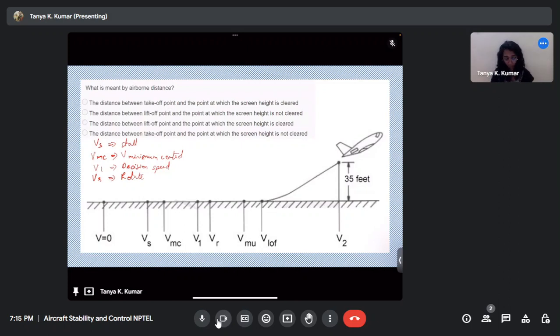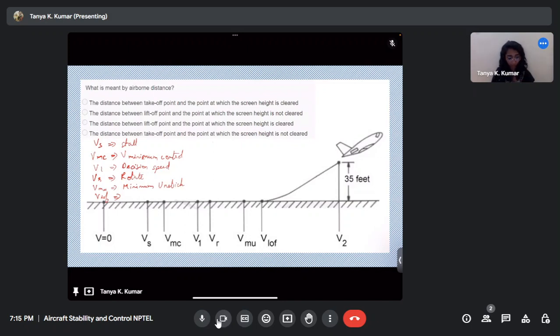Next is VMU. What is VMU? VMU and V liftoff. What are these? MU is minimum unstick. VMU is the velocity that's required for takeoff, and V liftoff is just slightly more than that, such that there is enough clearance for the undercarriage to lift off without brushing the surface. Okay, so that is V liftoff and VMU.